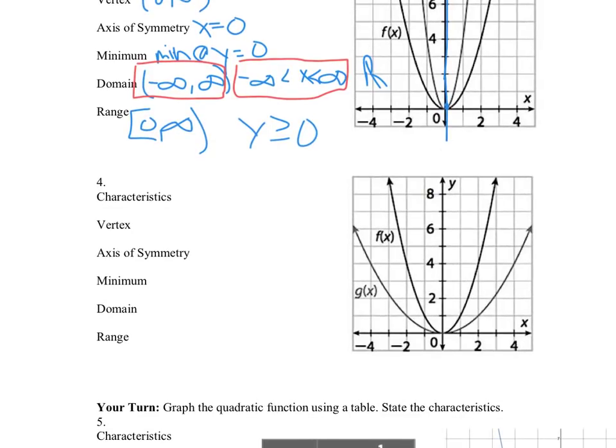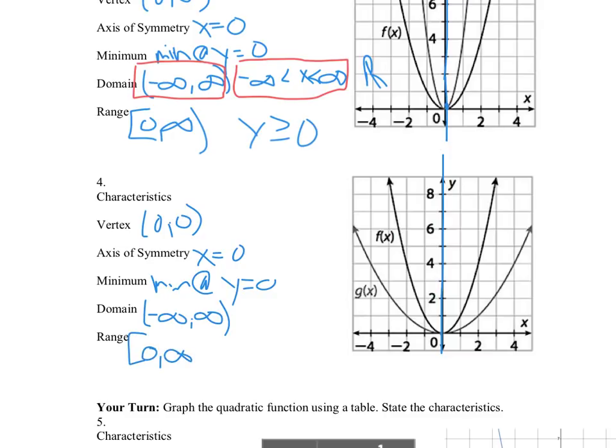And let's look at number 4 here. So vertex, that point right there, so at 0, 0. Our axis of symmetry is x equals 0. And then our minimum, again, because our graph is opening up, so we have a minimum at y equals 0. Domain, as you're going to see, stays a lot the same. Negative infinity, positive infinity, you can write as inequality notation. And our range, since it hasn't been shifted, stays the same as well.